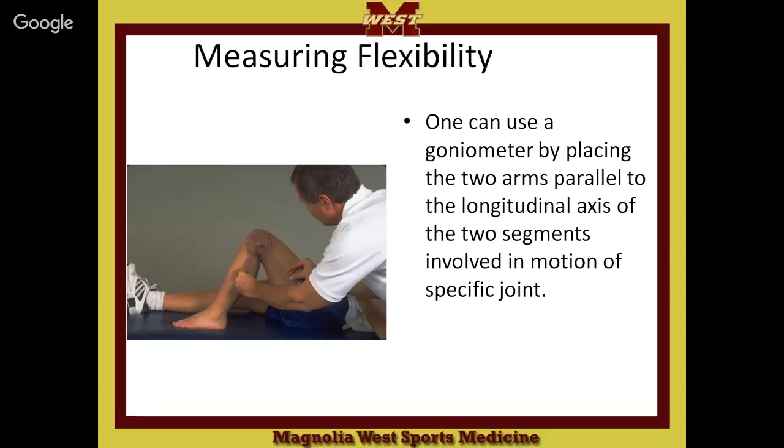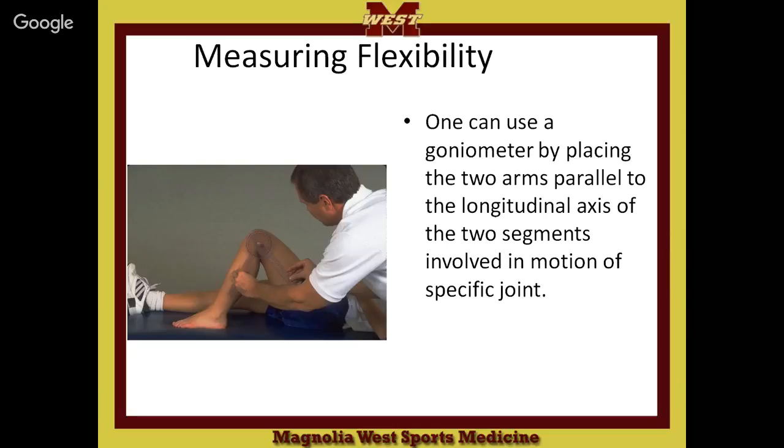Goniometer. You put the two arms, and you find right in the middle of the joint is right where this part goes, in the middle. And then you find the long axis of the bones of what you're using. Now, what joints can you use this with?